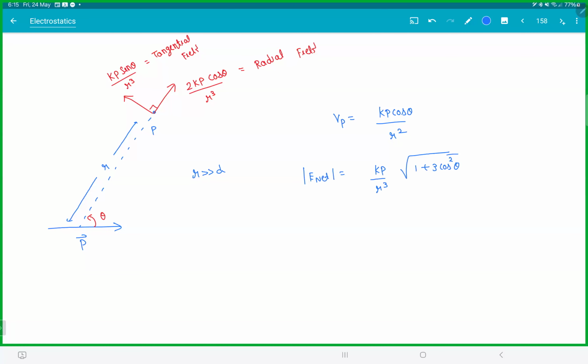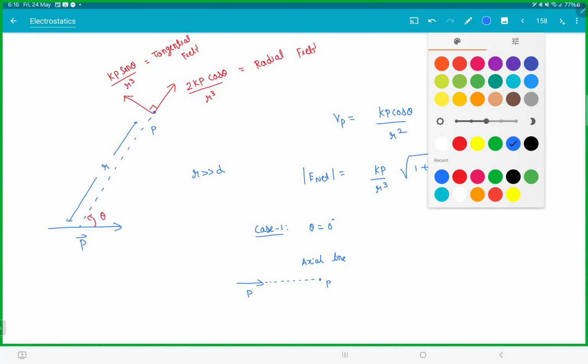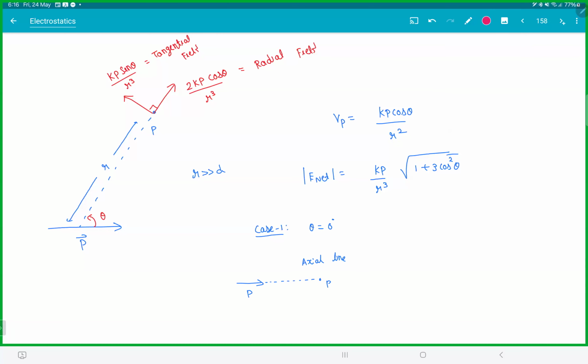Have a look at this. So we found the field due to a dipole at a point P. Case 1, if you take theta equal to 0 degrees, meaning you're on this line, this is called the axial line. Basically, the point P is somewhere along the dipole. In this scenario, theta is 0, so there'll be no tangential field. The field will only be in this direction, which is 2 kp by r cube.